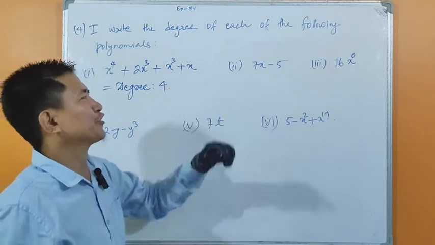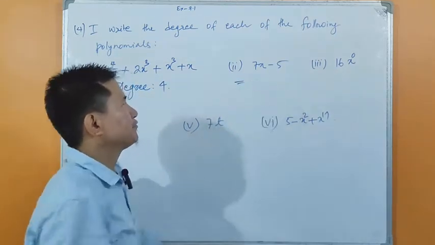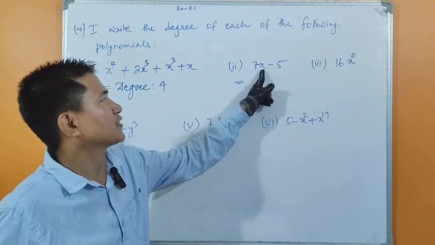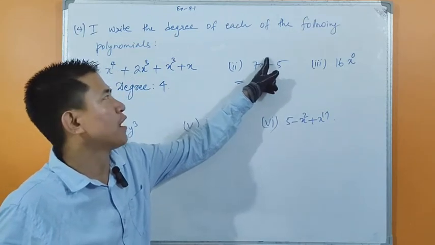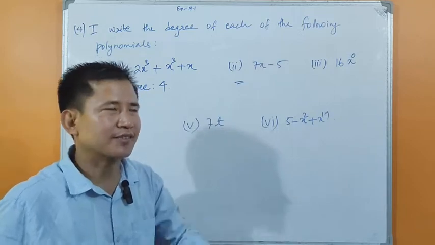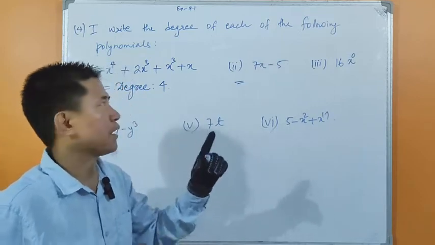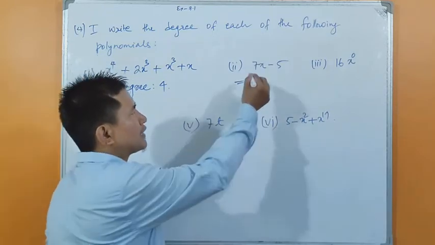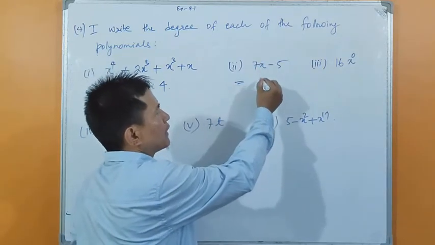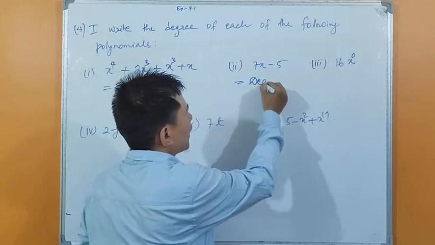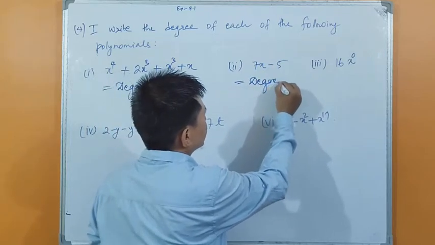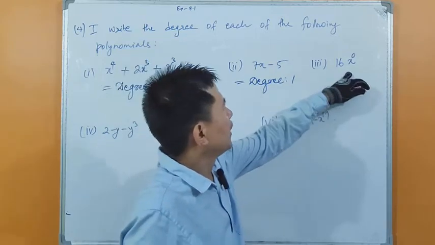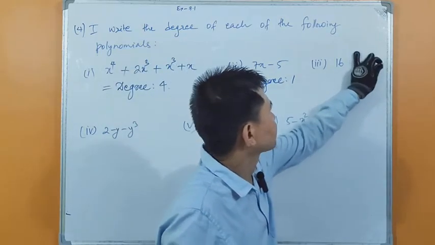Now let us go for question number 2. We have variable x here, and the power of this x is plus 1. If no power is given, then you should understand there is always plus 1 as power. So the power of this x is plus 1. So the degree of this polynomial is 1. Okay, degree is plus 1. Let us go to question number 3.